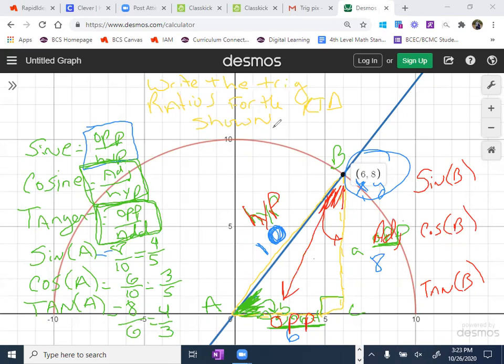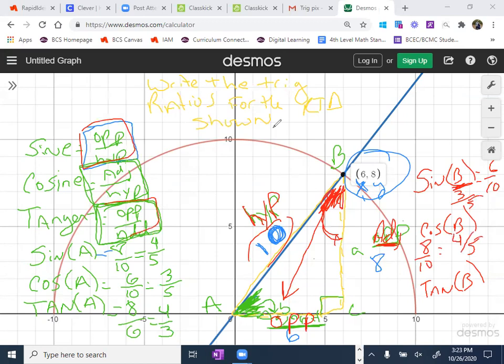That's it. So now we go back to sine and we say opposite over hypotenuse. Well, from B, the sine of B, that is going to be the opposite. That's clear across. That is 6 over 10, or 3/5. Okay. And then we go cosine. Well, cosine is adjacent. So that is right here, adjacent over the hypotenuse, which is now 8/10, which is now 4/5.